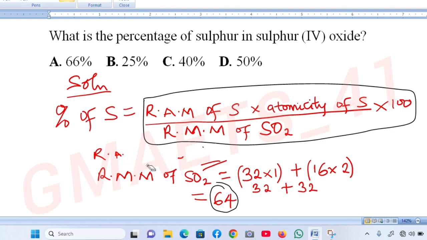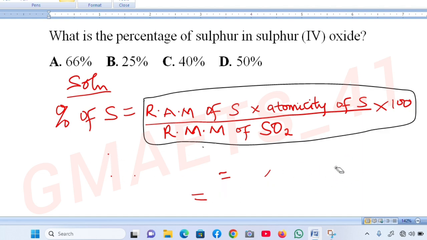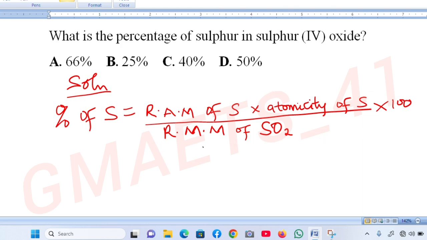But let me wipe this part so that we'll have space to be able to solve. You already know that the relative atomic mass of sulfur is 32 and the relative molecular mass of sulfur 4 oxide containing this sulfur in this question is 64. Let's do the substitution. This is going to be equal to 32 times the atomicity of sulfur in sulfur 4 oxide, which, like I said, is 1.